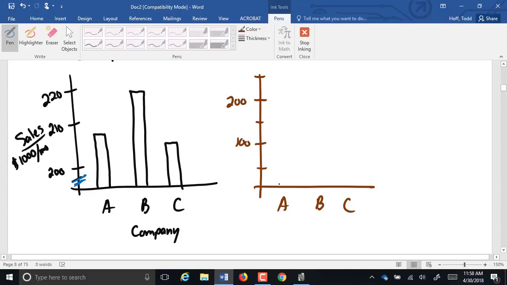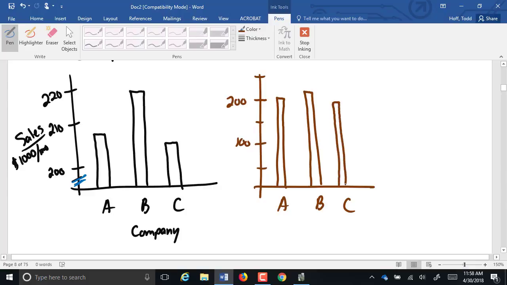it would look something like this. Oops. Let me try that a little bit better. A is a little over 200, B about 220, and C is just a little over 200. So you can see B is still definitely larger. There's very little difference between A and C. I mean, B is definitely larger, but not really by much.